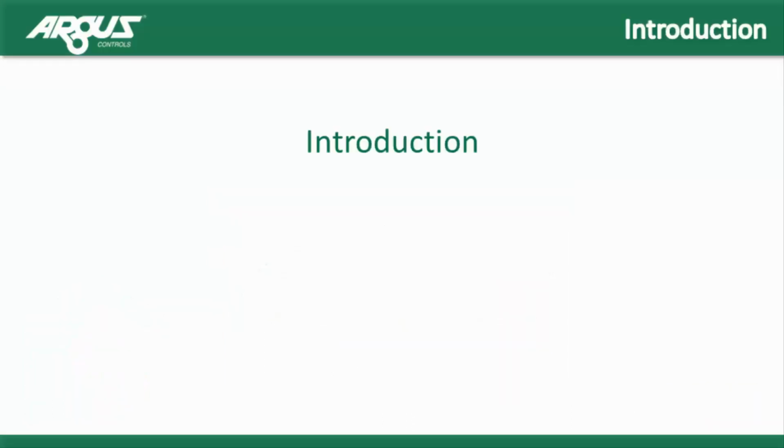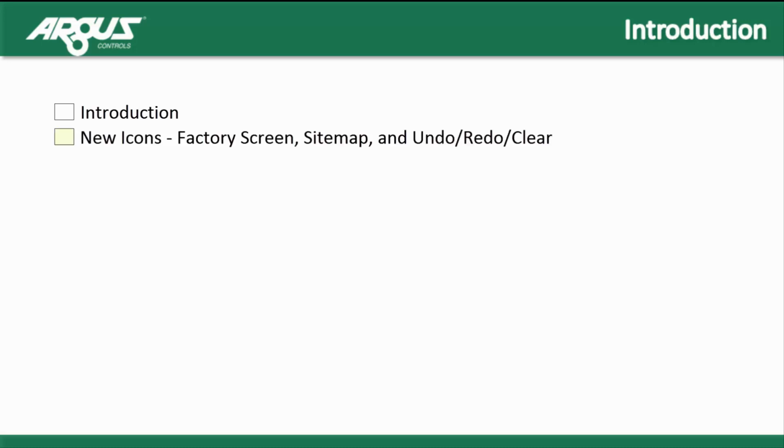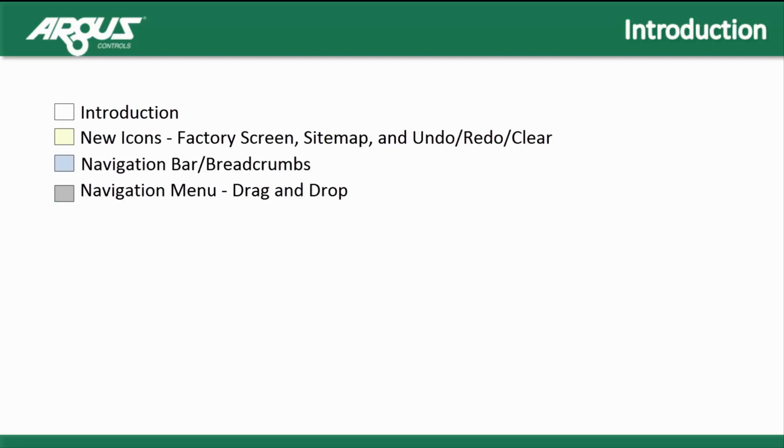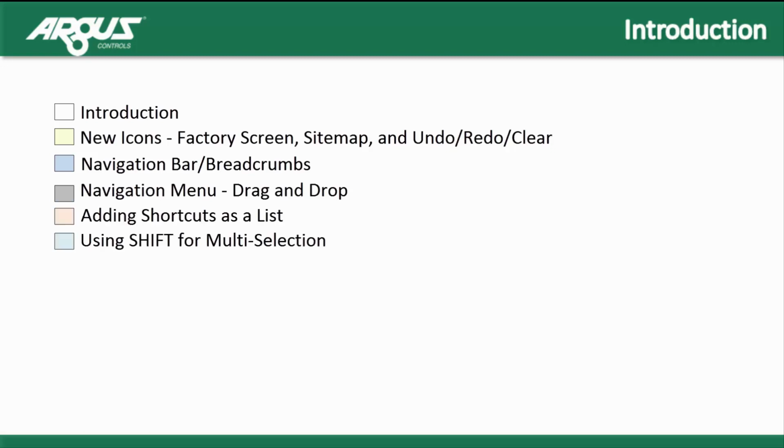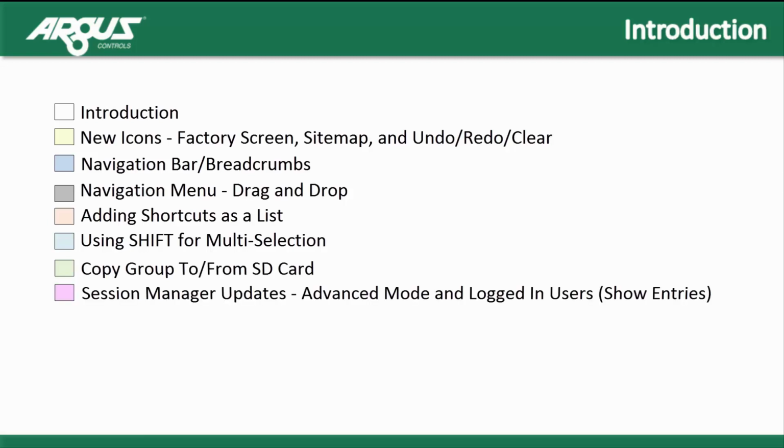Introduction. Today we're going to be outlining what's new for Build 8.20.4. Topics covered include Introduction, new icons, factory screen, sitemap, and undo, redo, clear, navigation paths on the screen or the breadcrumb bar, navigation menu allowing drag and drop, adding shortcuts as a list and using Shift for multi-selection, copying a group to and from an SD card, session manager updates, advanced mode, and currently logged in users, multi-change user window, summary, and a short quiz.